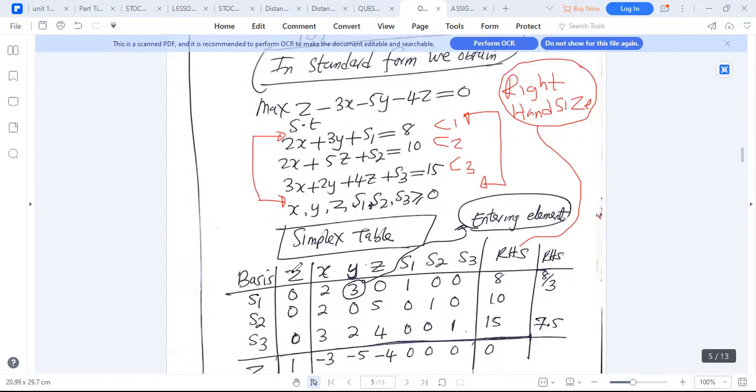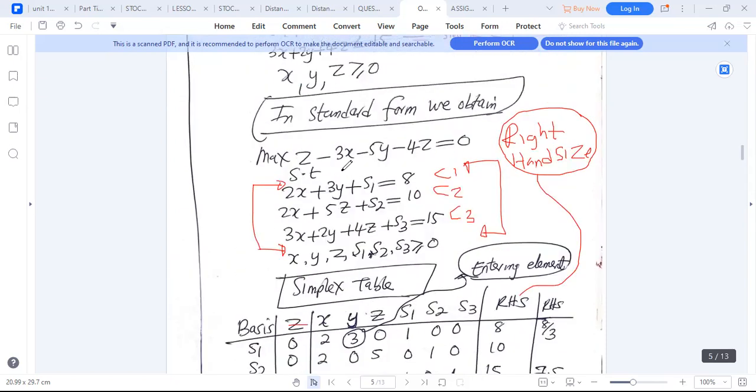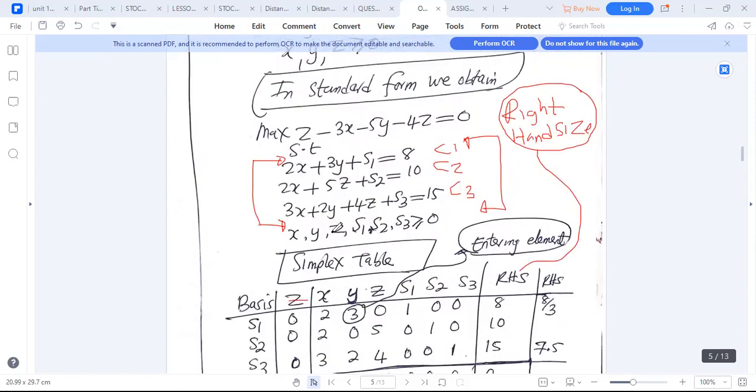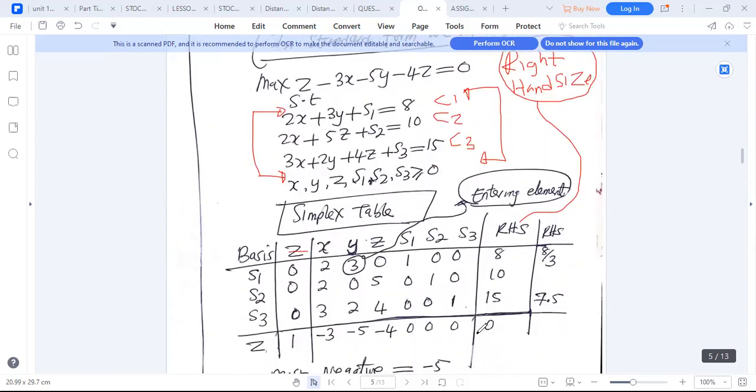Then constraint 2, similarly, it's S2, Z is 0. The X is 2, the Y is 0, the Z coefficient is 5, S1 coefficient is 0, S2 is 1, S3 is 0, right-hand side is 10. For S3, we have 0 Z, X is 3, Y is 2, Z is 4. The slacks S1, S2 are zeros, and S3 is 1. Right-hand side is 15. Then the Z row has coefficient 1, X coefficient is -3, then -5, -4. The slacks are zeros up to the right-hand side.